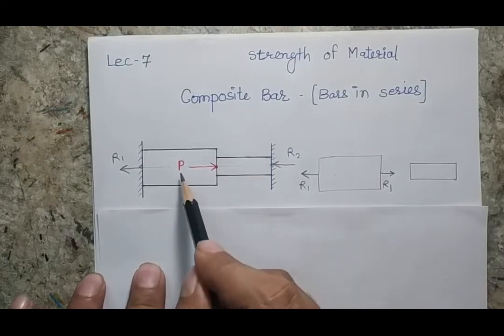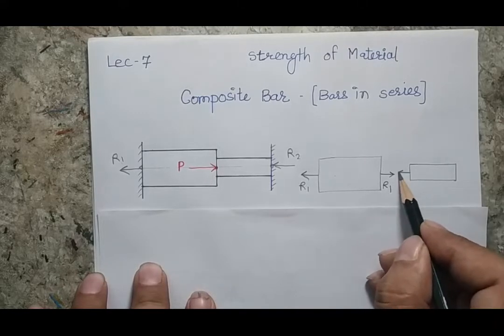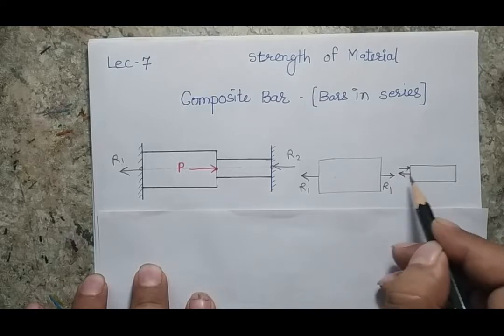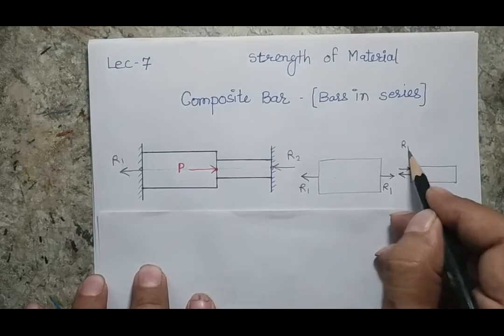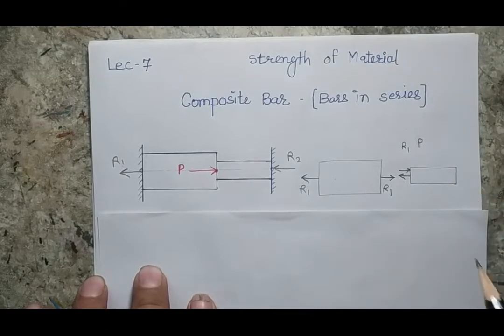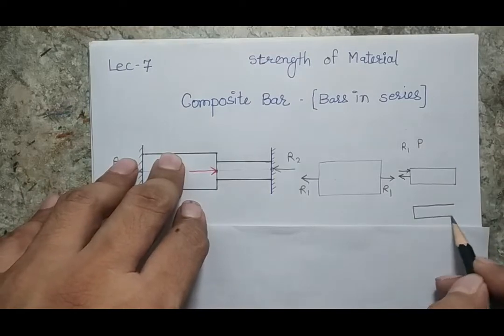Now when I make the free body diagram of the second bar, here I will take care of this force P. One force which is equal and opposite to R1 will be here and another force will be the P force. So now there are two forces, one is the R1 force, another is the P force. Now I have to decide whether the net force will be a compressive force or a tensile force.